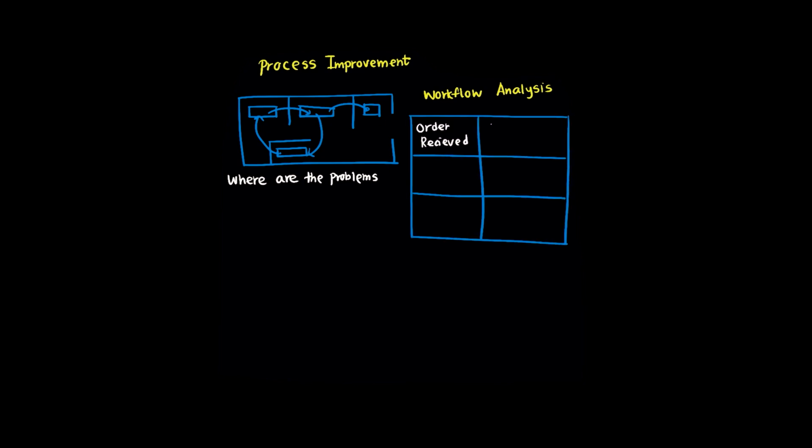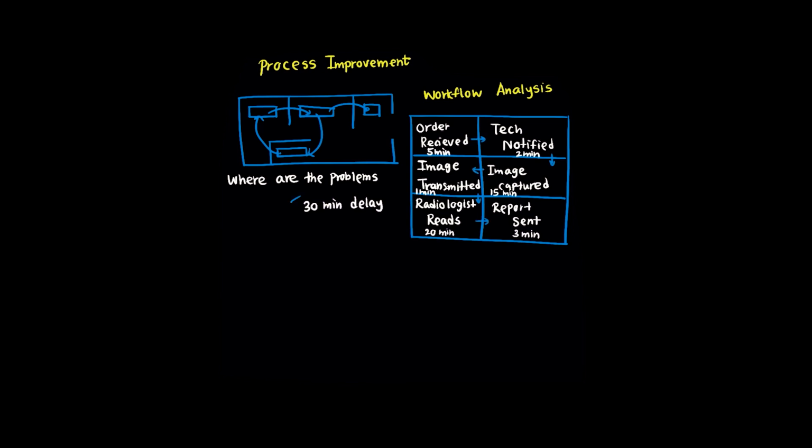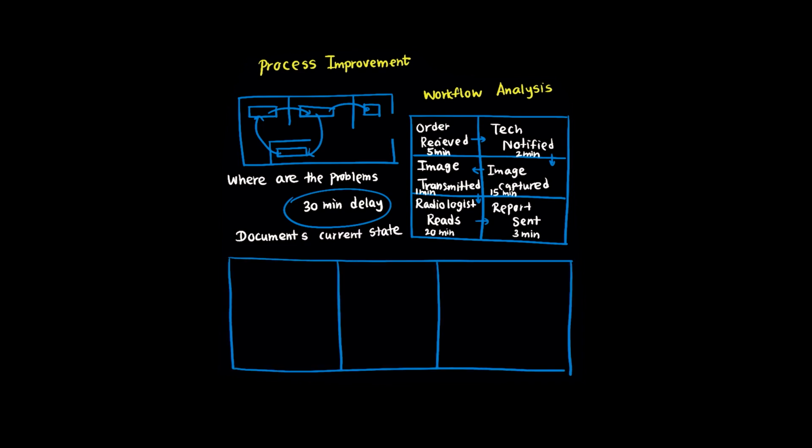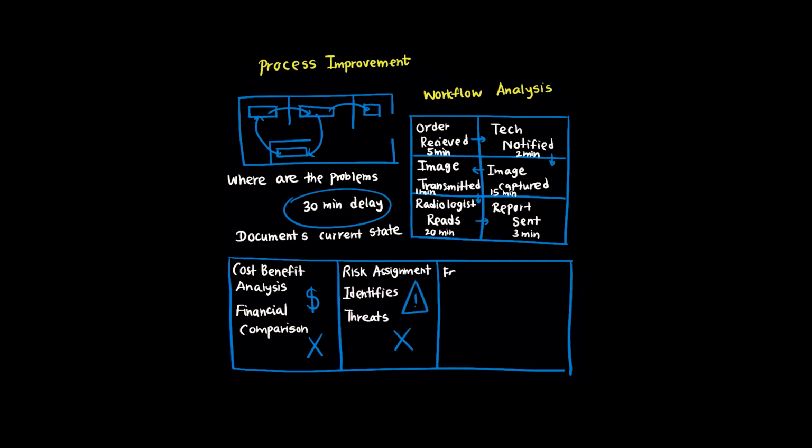In a radiology department, you'd observe how orders come in, how technologists receive them, how images are captured and transmitted, how radiologists access and interpret them, and how reports get back to ordering physicians. You time each step, identify bottlenecks, and document inefficiencies. Cost-benefit analysis compares financial aspects but doesn't map processes. Risk assessment identifies threats but doesn't document workflows. Feasibility studies evaluate viability broadly. Only workflow analysis provides that detailed examination of current operational processes.